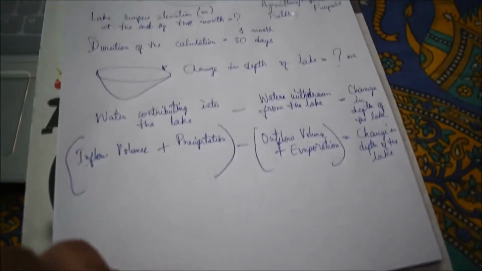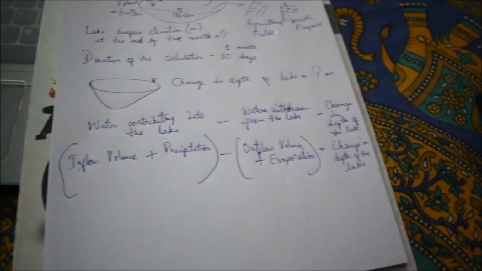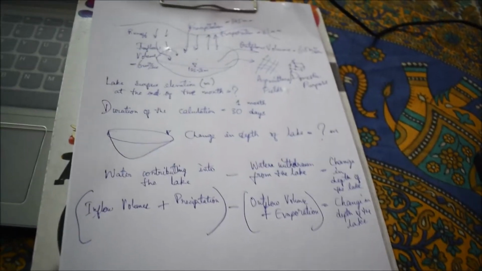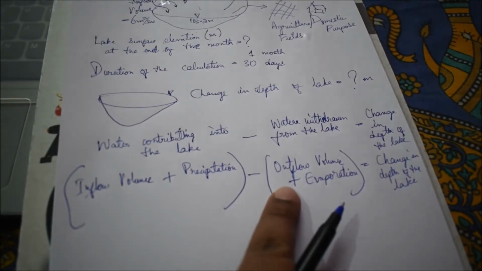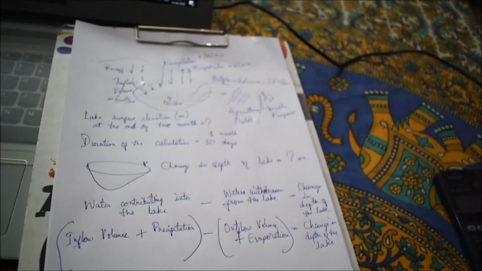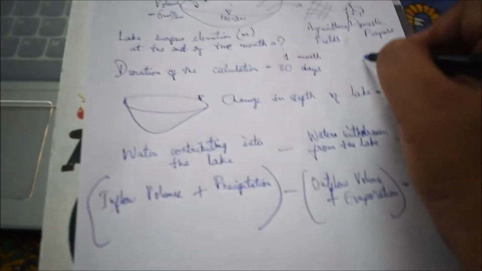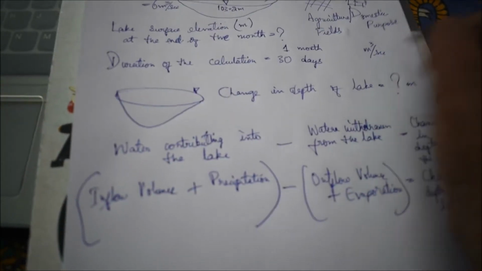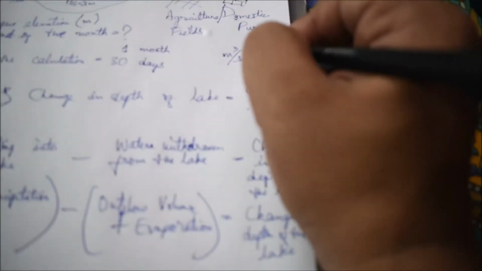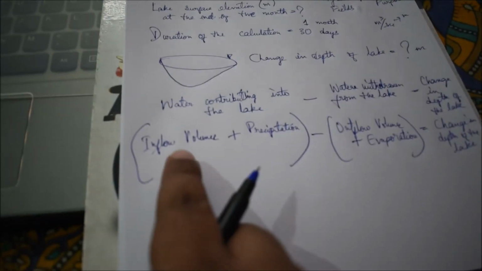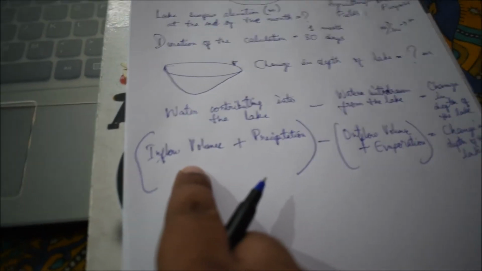So this inflow volume is not with respect to depth, correct? No, it is in terms of meter cube per second, and outflow volume is also in terms of meter cube per second. So what are we supposed to do? We are supposed to convert meter cube per second into meters. How are we going to convert? We are going to multiply it by time and divide it by area.